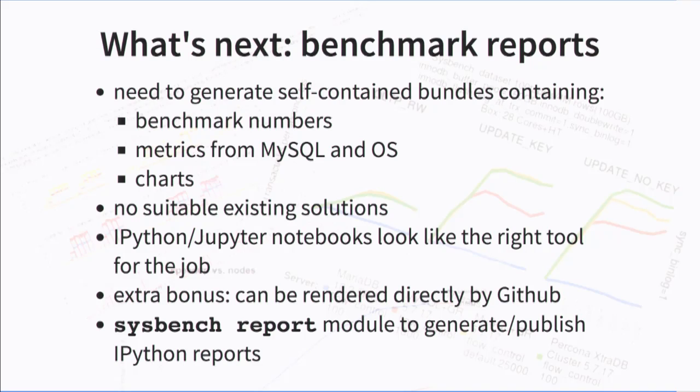So after some research, I came to the conclusion that IPython notebooks look like the right tool for the job. IPython notebooks are popular in scientific academic communities to do something called reproducible research, when you have some experimental data, plus some code, plus some formulae to transform the data, and some text and visualizations. That looks like exactly what I need to provide benchmark reports. As an extra bonus, they can be rendered directly by GitHub. You can just paste an IPython notebook as a GitHub gist and send the link to another person, and GitHub will render it for you.